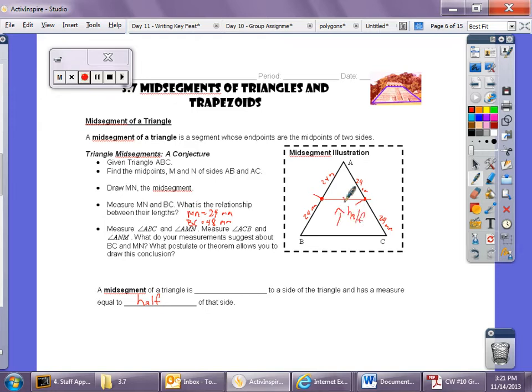And now if we look at this, it says measure angle ABC and angle AMN, this is M, this is N. What I'm going to tell you is that these angles are congruent. So what can we say? Well, if we have two congruent angles, we know that lines MN and BC are parallel. The reason we know that is the converse of the corresponding angle theorem. So if we have corresponding angles congruent, then the lines are parallel.